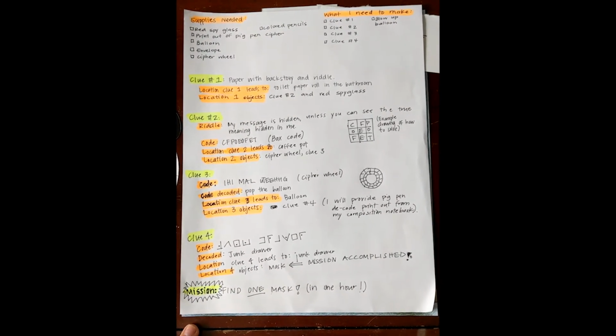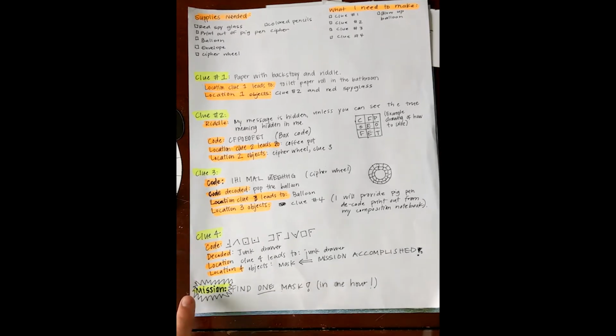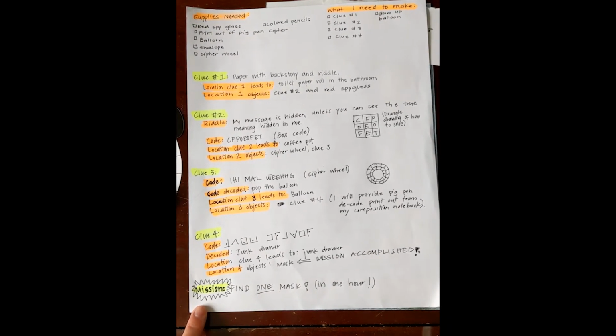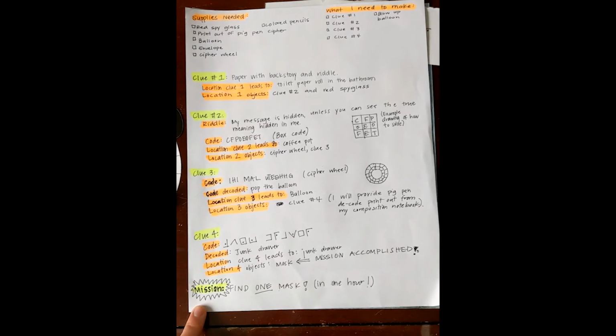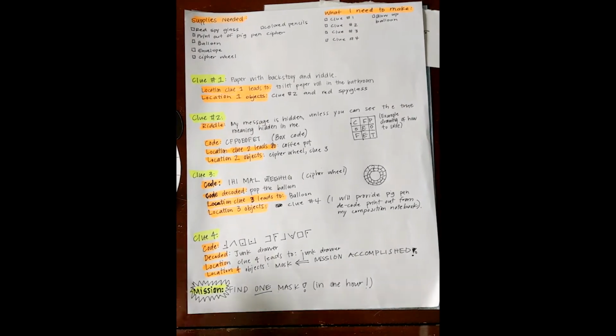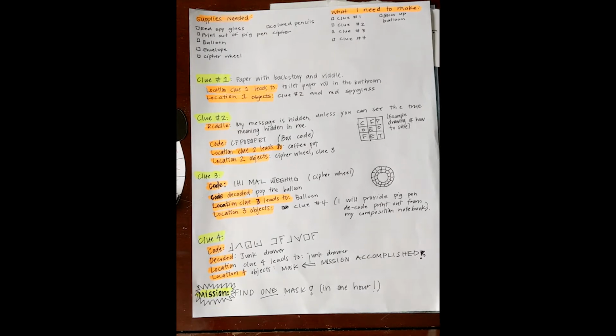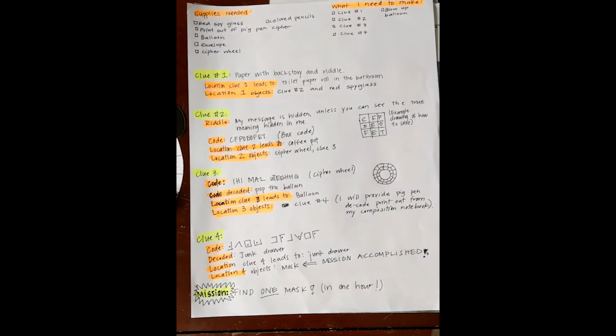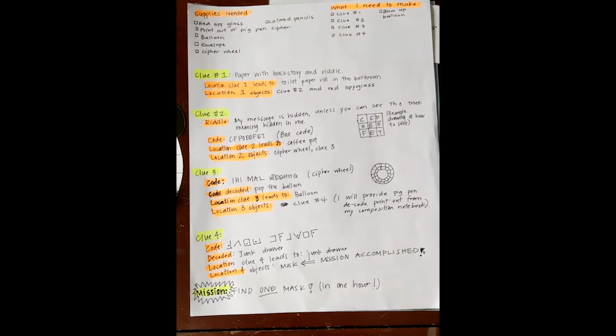At the bottom, I wrote down my mission because, as we've probably talked about in our escape room planning that we've done, it's really important that you establish your mission, whether it's finding something or solving one more code, and know what it is that lets your family members escape from their room.